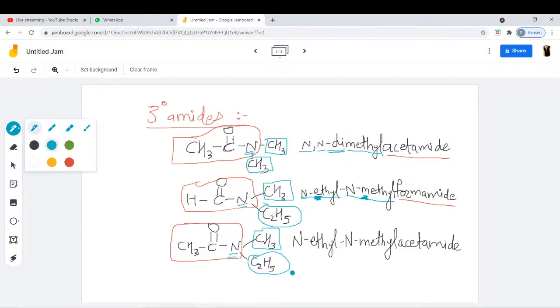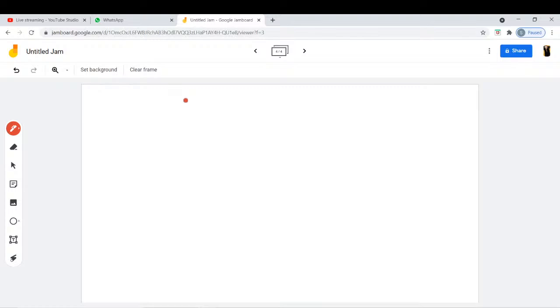So this is N-ethyl, N-methyl, and this part in red represents the acetamide. Easy. So these are the primary amide, secondary amide, and tertiary amides. So here the nomenclature of amides is completed. Now let's talk about another nomenclature, which is nothing but the acid anhydride. Let's talk about the acid anhydride.